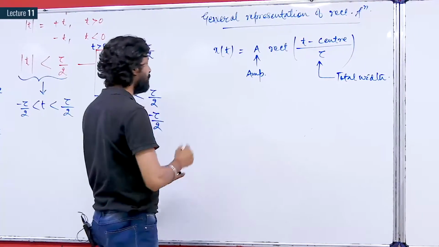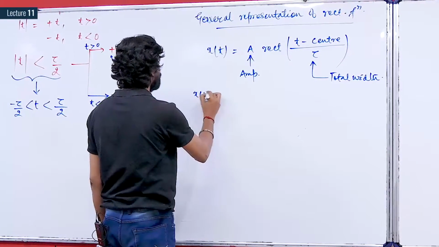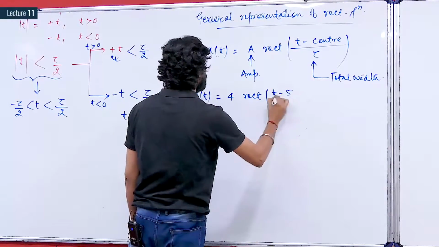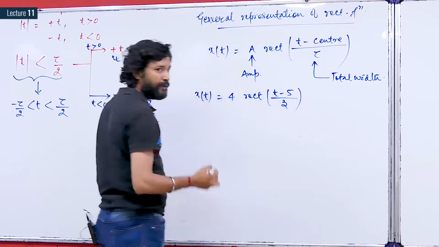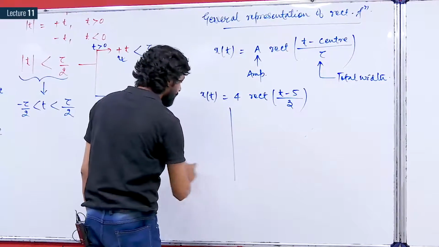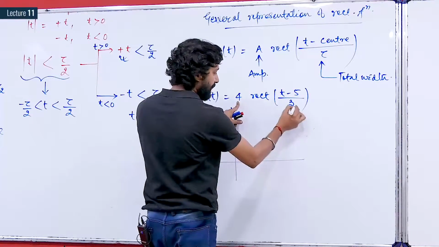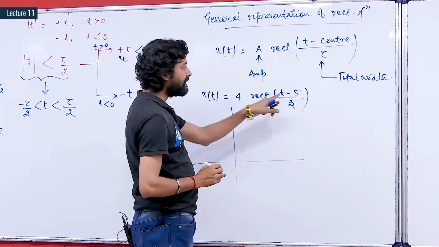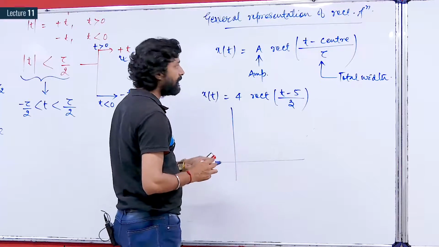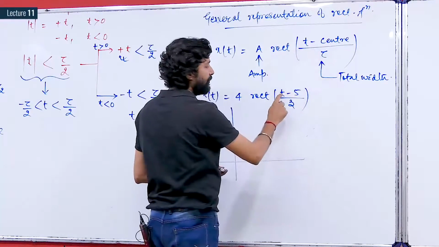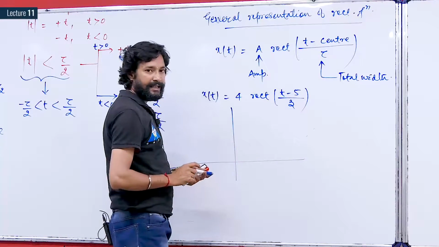Say you are going to take x of t equals 4 rectangle of t minus 5 by 3. So what will be the shape, and how will we plot this signal? This rectangle will have value 4, and the total width is going to be 3. Now you have to compare this relation with the standard representation, that is t minus center. So it will have the center at t equals 5.